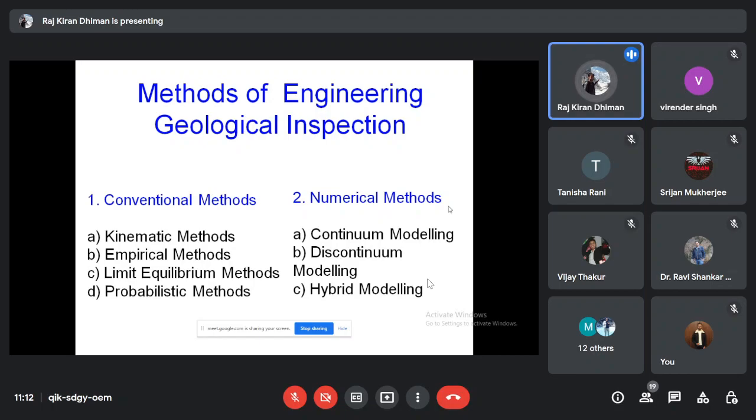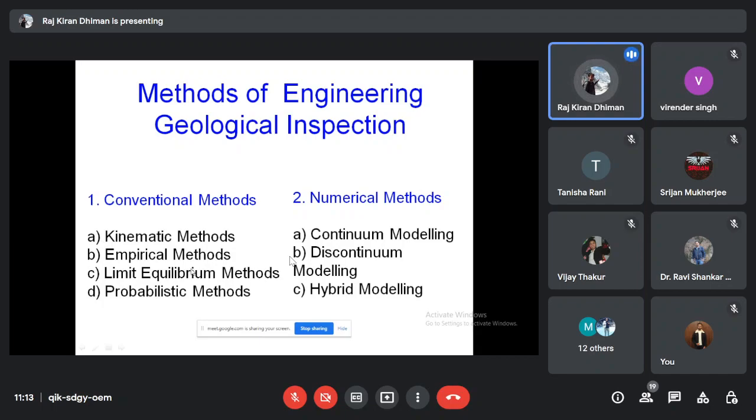We are not interested in what processes are behind that failure, or what will happen if we apply some load. We are not interested in that. We are only interested in the kinematic release of any slope failure. So this is a kinematic method, which is a very basic method that is done in the very preliminary stages.